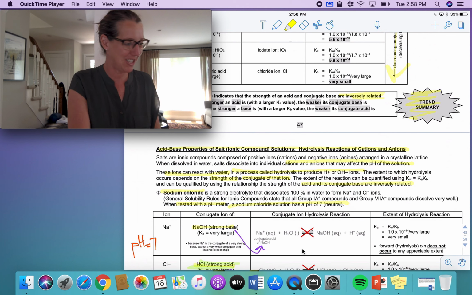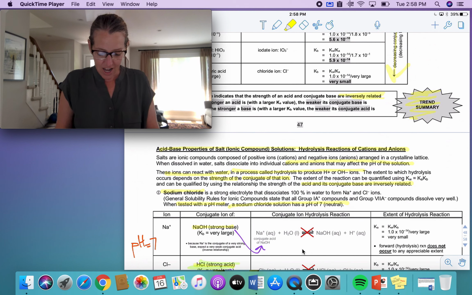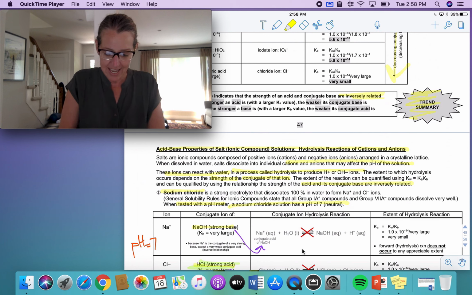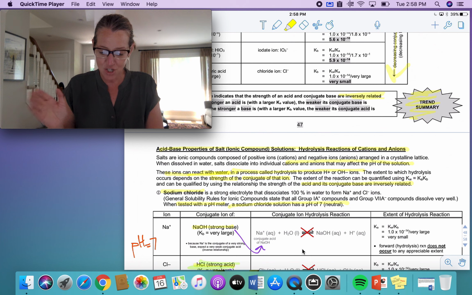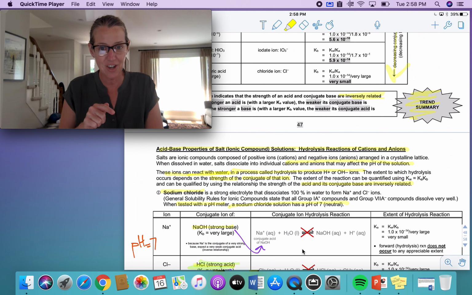Here's the short explanation of what's happening. Okay, ions that come from a salt can react with water. They can pull the water molecule apart and produce these hydrogens or hydroxides if they're strong enough, if they have enough pull for those hydrogens. The extent to which the hydrolysis occurs depends on the conjugate of that ion. Okay, the extent of the reaction can be quantified because Kw equals Ka times Kb. Inverse relationship.